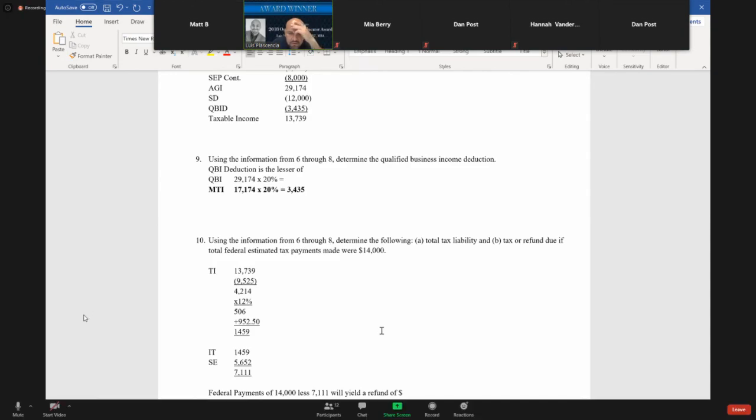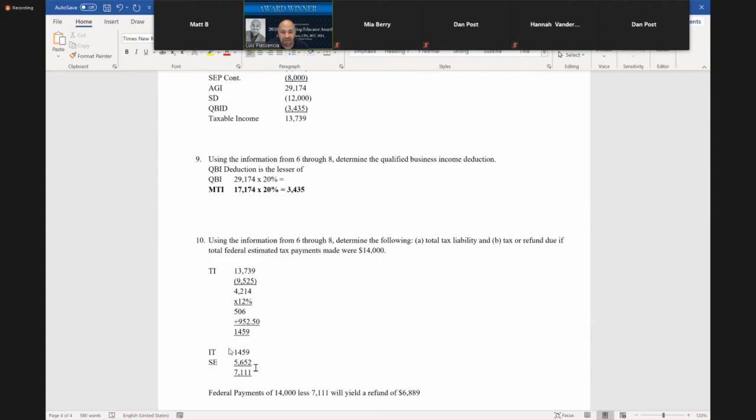Yeah, they're getting most of it back. 6,889. Yeah, you're getting most of it back. So federal payments, and I said this before, in terms of your federal payments, estimated payments are estimated payments. They're estimating your taxes you're going to pay, your total tax liability, which includes FICA taxes and any other taxes.